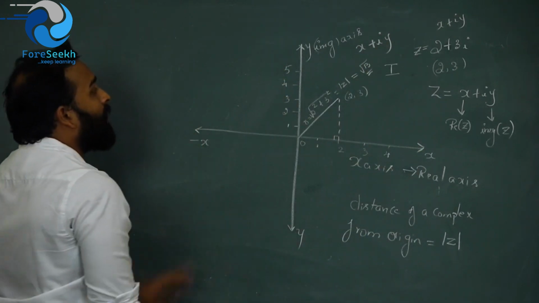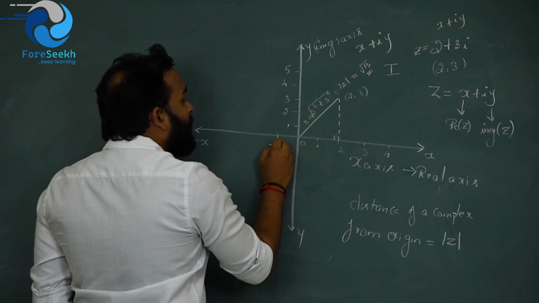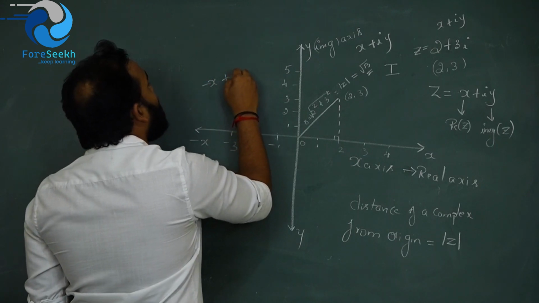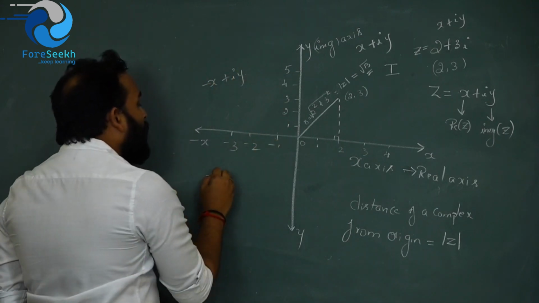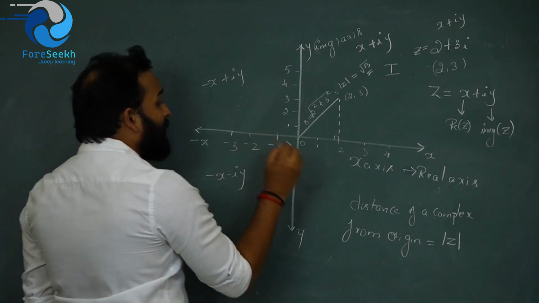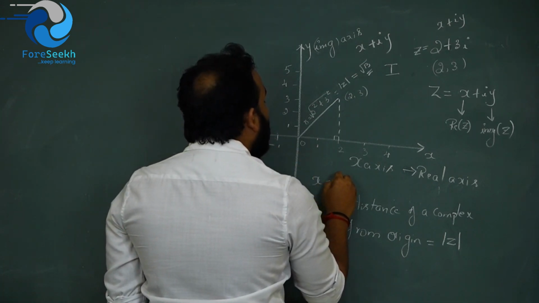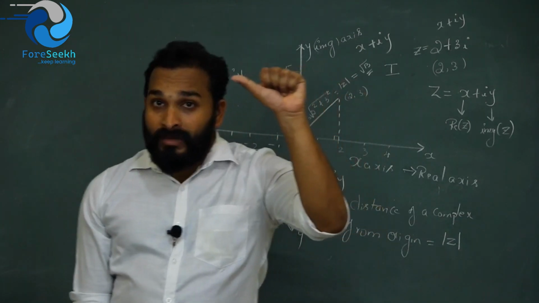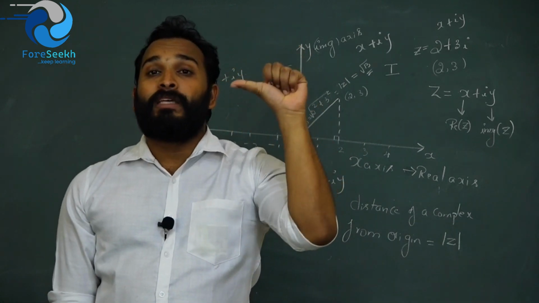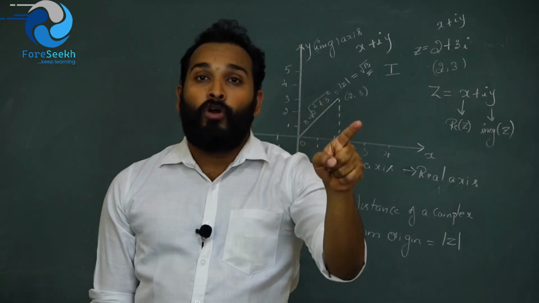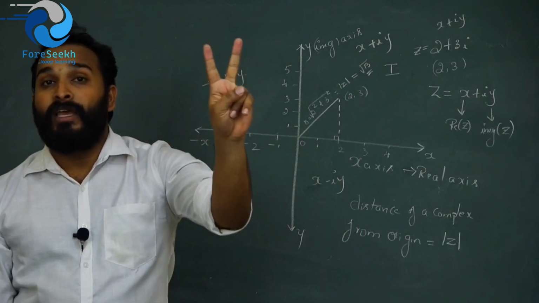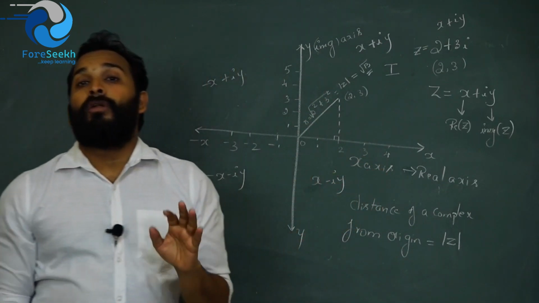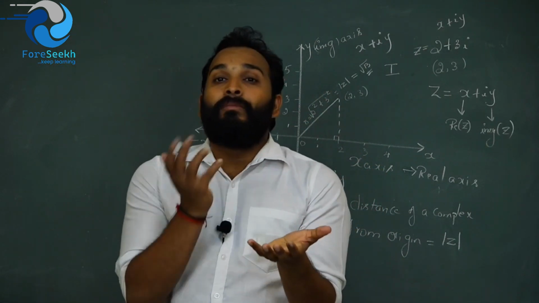What about the second quadrant? Look at this. In the second quadrant your x is negative, y is positive, so your complex number should be of the form -x + iy. And in the third quadrant your complex number will be of the form -x - iy. In the fourth quadrant it will be of the form x - iy. So you can notice, by looking at a complex number you can tell me in which quadrant it lies. Always remember, the complex number in the form x + iy will be represented in the first quadrant, -x + iy in the second quadrant, -x - iy in the third quadrant, and x - iy in the fourth quadrant. Now you understood. If I give you a complex number, you can tell me which quadrant it lies in.